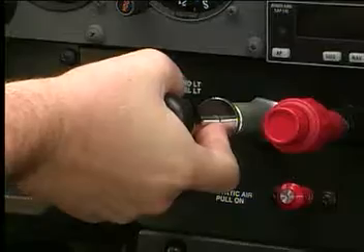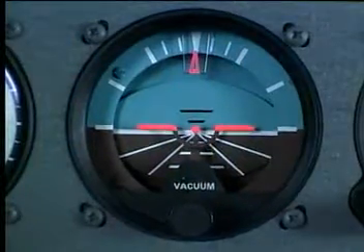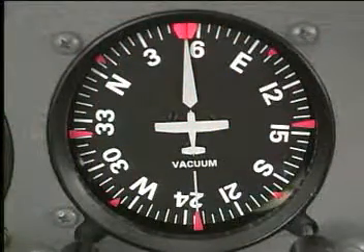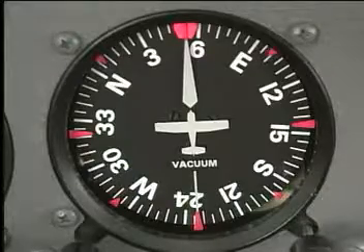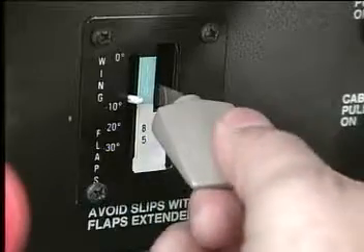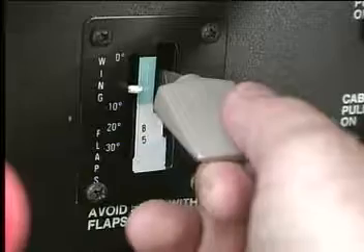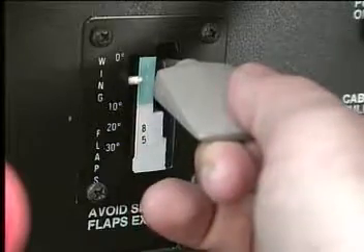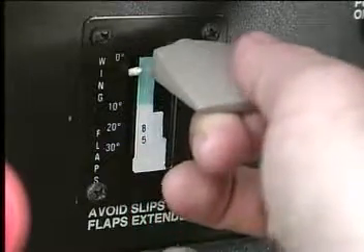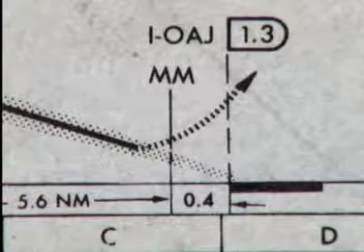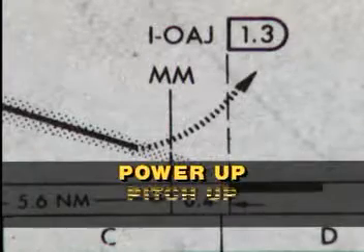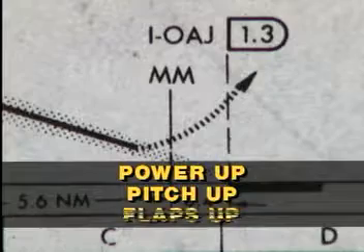Simultaneously add full power and pitch up to your climb attitude. Keep flying your final course, in this case 052 degrees. Then raise the flaps to clean up your Skyhawk and help get some vertical distance between you and the solid parts of North Carolina. You might want to think of this as power up, pitch up, and flaps up.